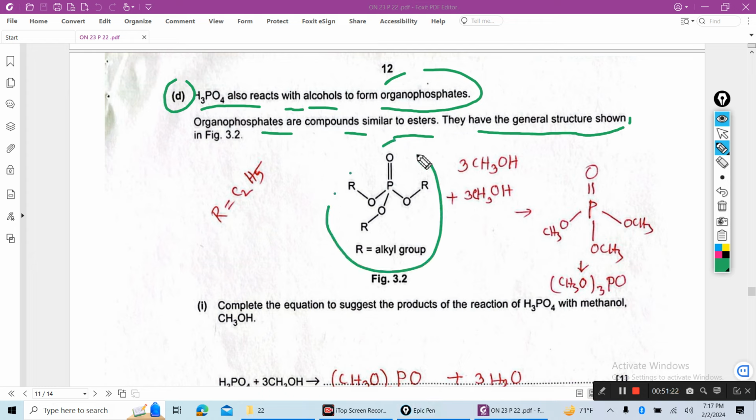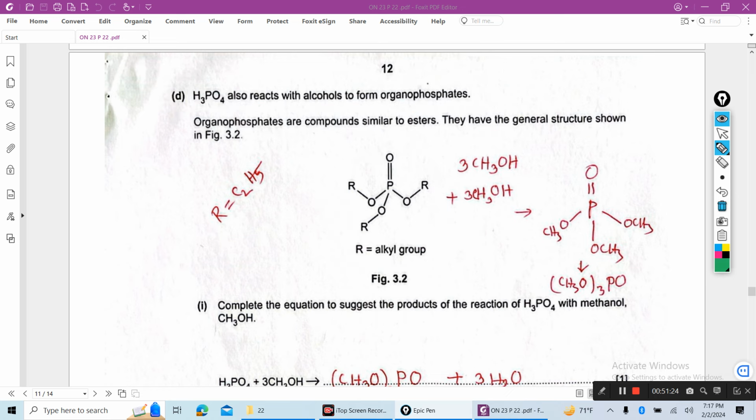This is the organophosphate general formula. Here, R is an alkyl group, as given here. Methyl, ethyl, propyl are known alkyl groups. This is oxygen, this is phosphorus.